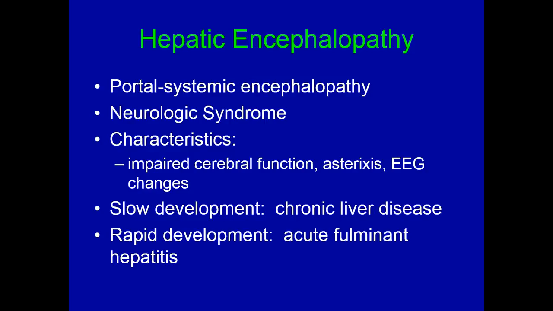So going back up to symptoms, you will see EEG changes. Remember, that's the electrical activity of the central nervous system that indicates to us how the central nervous system is functioning. With slow development, it's often related to chronic liver diseases like cirrhosis, which is irreversible. Rapid development can come with acute fulminant hepatitis, which is rapidly developing viral hepatitis, which is relatively rare. That's a good thing. But we see it more with chronic liver disease.